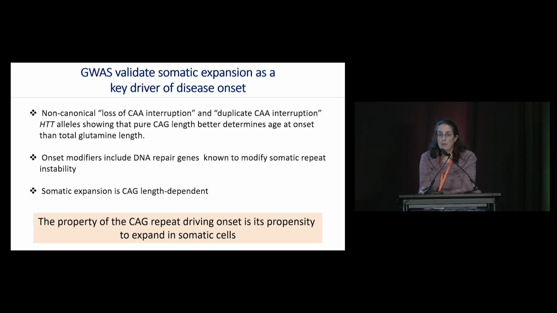The other was that many of the onset modifiers were DNA repair genes already known from studies in mice to modify the repeat instability. And the other thing which was known was that somatic expansion itself is CAG length dependent. So putting all these together, the hypothesis that has emerged now is that the property of the CAG repeat length driving onset that I showed in the first slide is its propensity to expand in somatic cells.